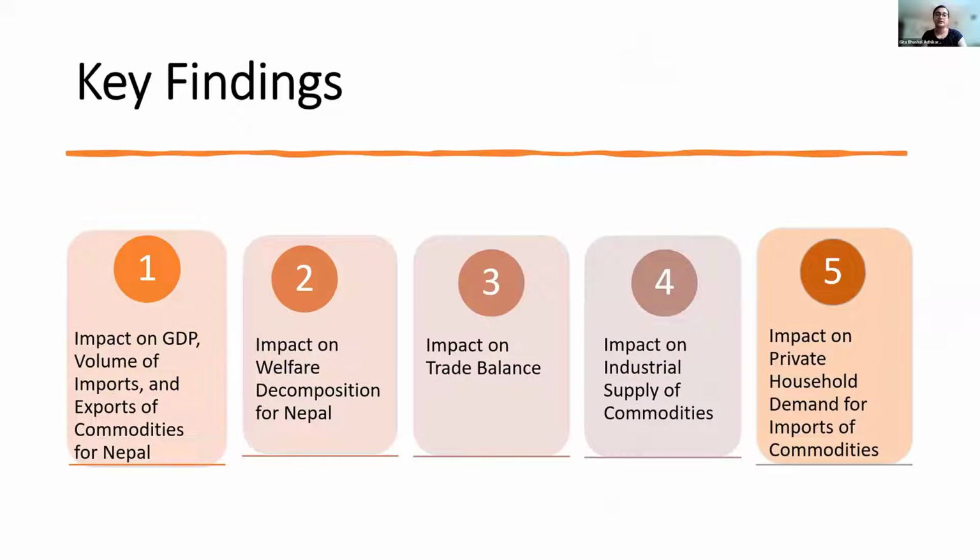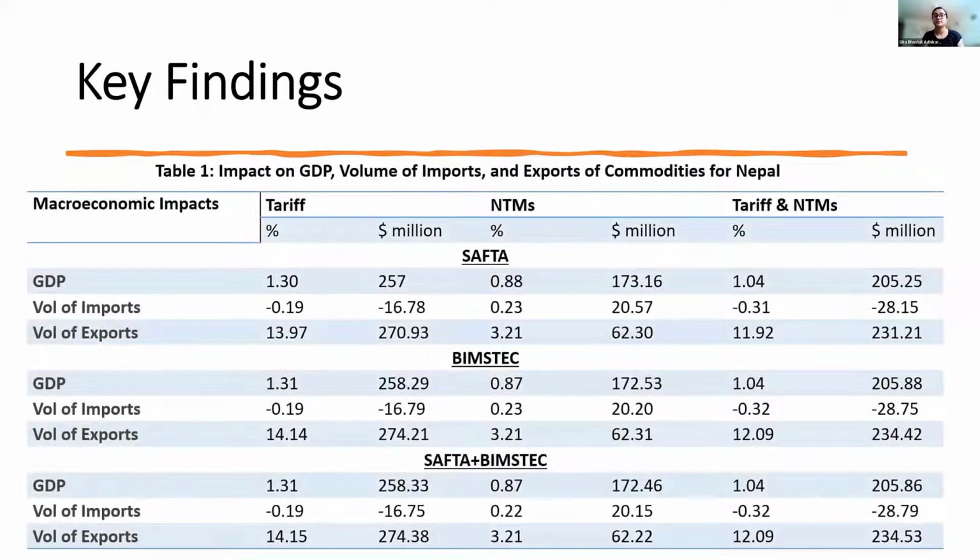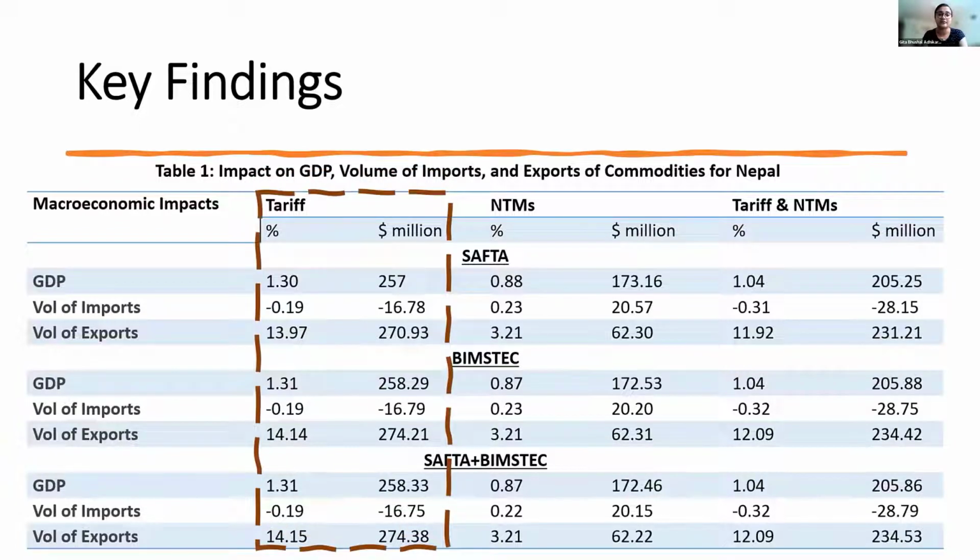And these are the key findings I'll be talking about in today's presentation. The first one is impact on GDP, volume of imports, and export of commodities for Nepal. And if we look here, the tariff removal looked quite promising, with a GDP increase of 1.3%, 1.31% for BIMSTEC, and 1.31% for SAFTA and BIMSTEC.